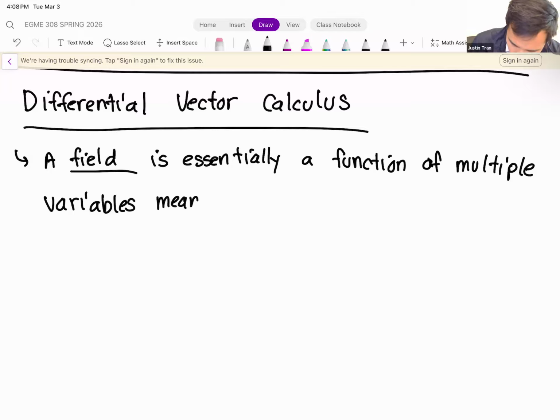And that function is essentially meant to represent some kind of physical quantity, some kind of engineering quantity of interest that depends on multiple variables, usually multiple space variables.